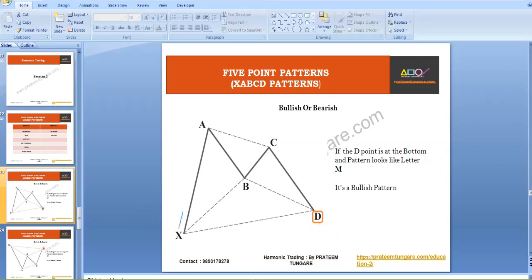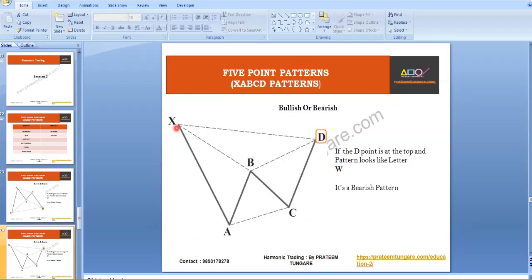Whenever you see an M, this M kind of formation, then it is a bullish formation. If you see a W formation, in the same manner, if you see that the pattern is a W, then it is a bearish pattern. It is a W and the D point is at the top, so it is a bearish pattern. The identification of bullish or bearish pattern is very simple.